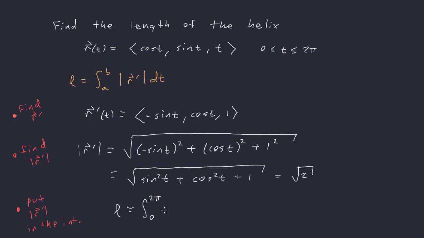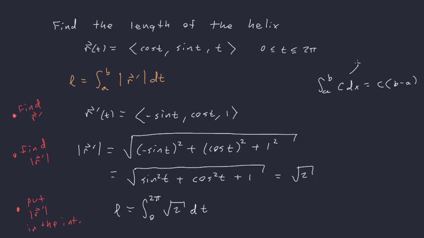Then the magnitude of r prime will be root 2 dt. And I want to give you something that will speed some things up for you. If you're ever integrating a constant, like if you're integrating from a to b of just c dx, for example, it's literally just going to be the constant times b minus a.